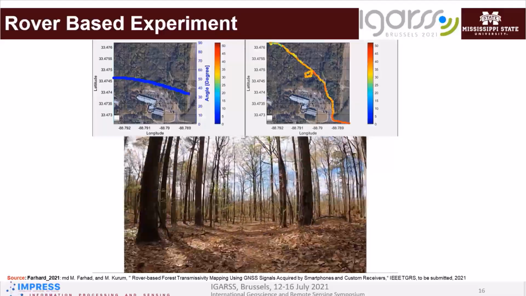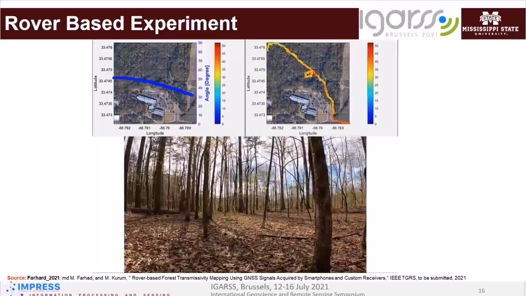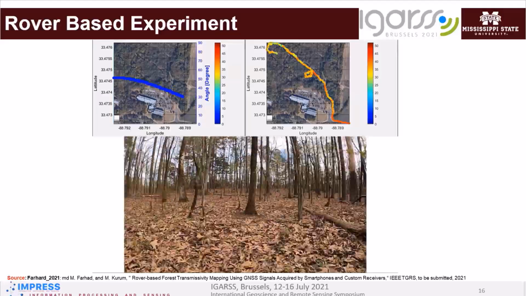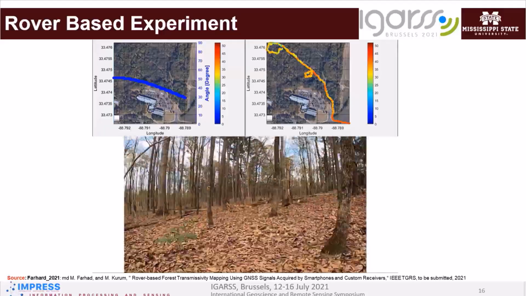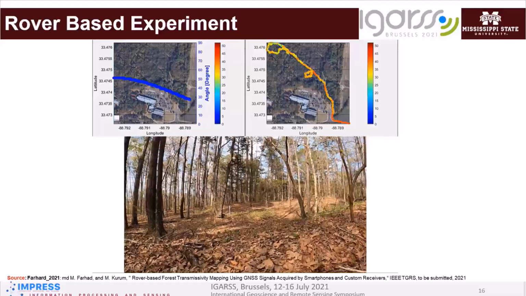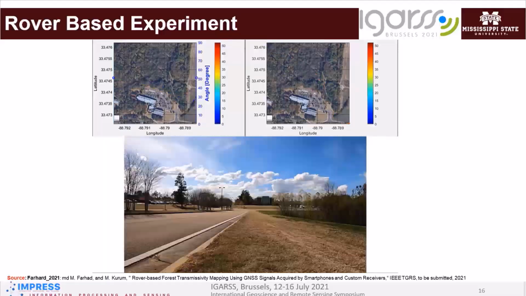In the top right figure, you can see we are performing two circles. One is a small circle and another one is a large circle. The small circle represents an area where there are medium height trees. The big circle represents the pine trees, which are pretty tall, and the signal is experiencing higher attenuation in the pine tree area than in the medium height tree area.